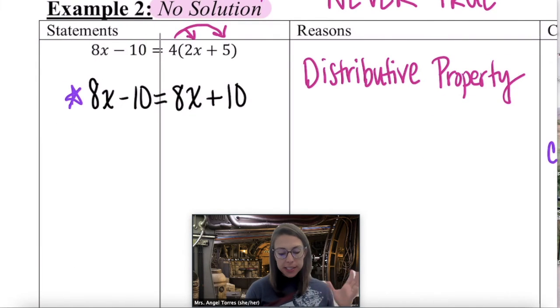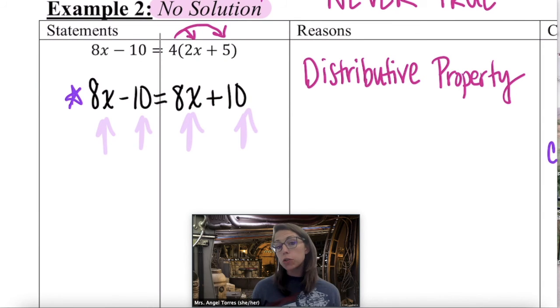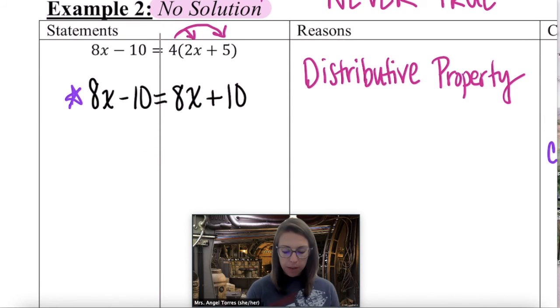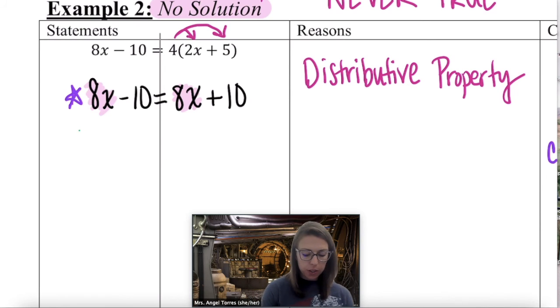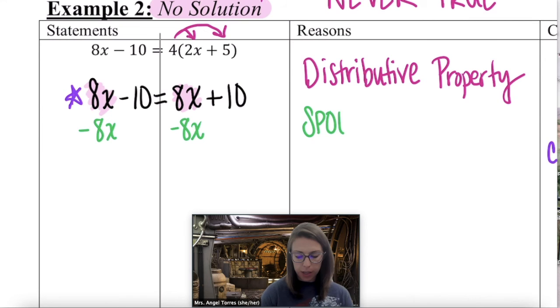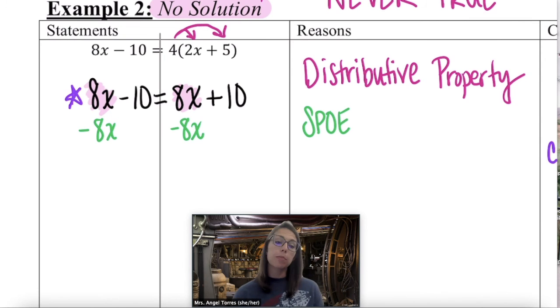So again, I'm noticing that I have two terms here on the left and two terms on the right. So I have to choose one to make 0, and I always like making 0 out of the variable terms, so that's where I'm going to start. My variable terms are an 8x on the left and an 8x on the right. How do I make a 0 out of 8x? I would have to subtract 8x, using our subtraction property of equality. Let's see what happens after we simplify.